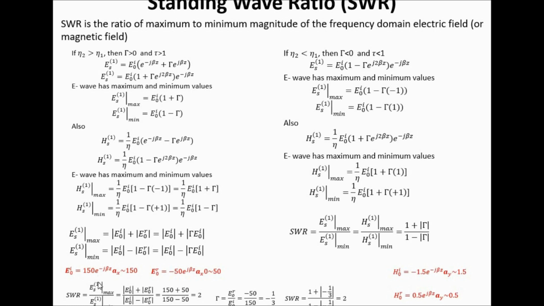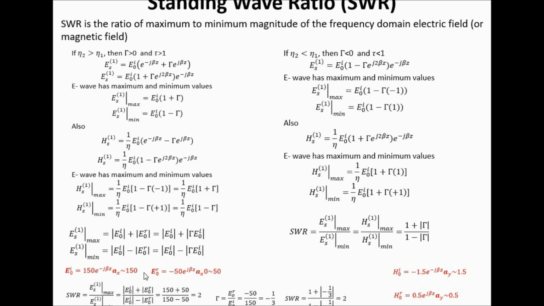So now if you think about E0I as 150 e to the power negative j beta z ax, and E0R as negative 50 times this, what will be the standing wave ratio? The standing wave ratio will be ES1 max over ES1 minimum. So here the maximum will be 150 plus 50, and the minimum will be 150 minus 50. We're just taking the amplitude of E0I and the amplitude of E0R: amplitude of E0I plus and minus amplitude of E0R.